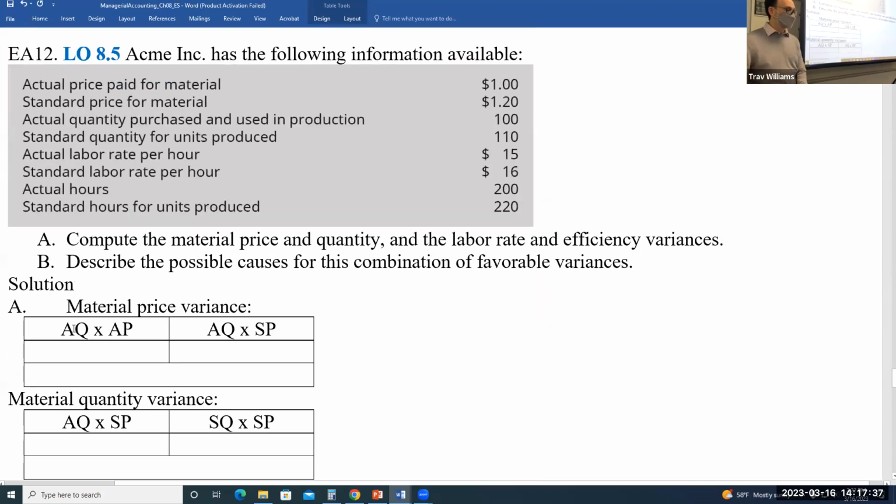Okay, so back to number 12. Now we're going to fill in the numbers. Actual price paid for material is $1. And so again, that goes in 3 places here. I'm sorry, I put that in the wrong place. It's supposed to be quantity. Actual price is only one time, and it goes right there. My bad. Quantity is actually 100. That's what we're going to put where it says actual quantity.